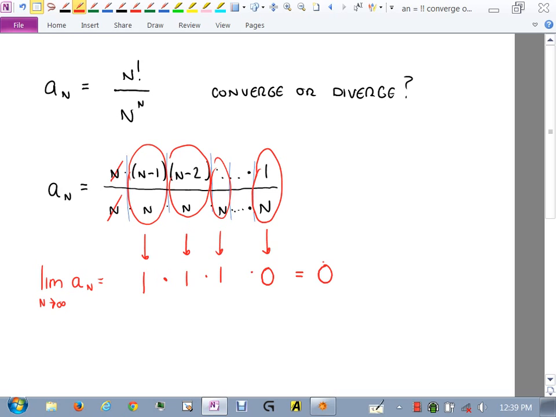N factorial grows very rapidly. We know that. But n to the n is even faster. So it's going to infinity so quickly that it's squishing this ratio down to nothing. Make sense? You need to show it. Yep, you need to be able to show it.